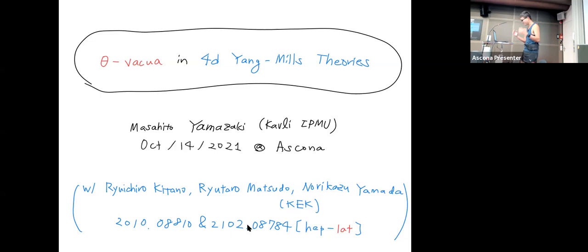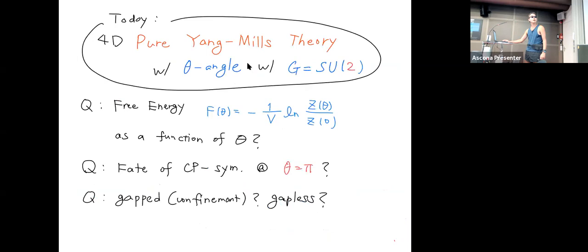Hopefully I'm not going to lose you. What I'm going to talk about is 4D Yang-Mills theory. In fact, it's pure Yang-Mills theory, with no supersymmetry and no matter. You can certainly think about adding matter, et cetera, but at least my talk today is about pure Yang-Mills, and the gauge group is SU(2), the simplest case. There is a similar story for SU(3), et cetera, but there is some particular reason why I'm interested in SU(2), as I'm going to explain later. Then we include a theta angle, which is the coefficient of F F-tilde, as everybody knows.